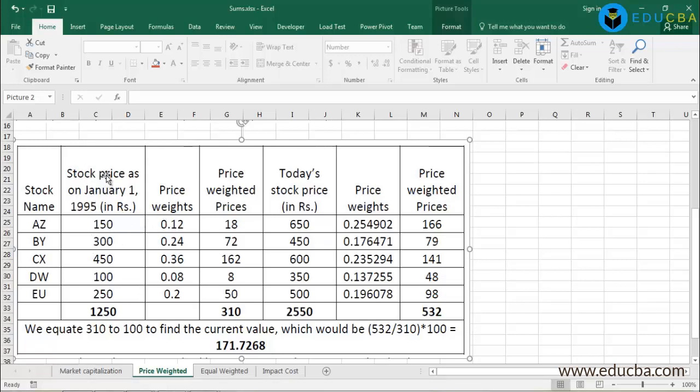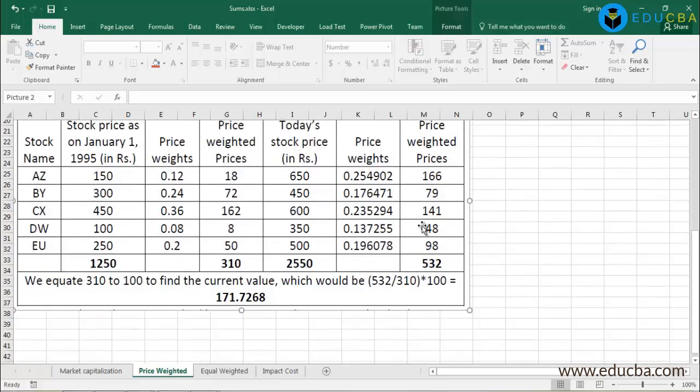So if you have seen, this price is of 1st January 1995. It's 150, and the price weight is derived based on 150 divided by 1250, which comes to 0.12. You can check that. And if you multiply both of them, you will get 18. So 150 into 0.12 gives the price weighted price, and this is the total. Let's take today's price and assign the same weights based on 650 divided by 2550, and you will get the price weights. And when you multiply 650 into 0.254902, we get 166 as the price weighted price.